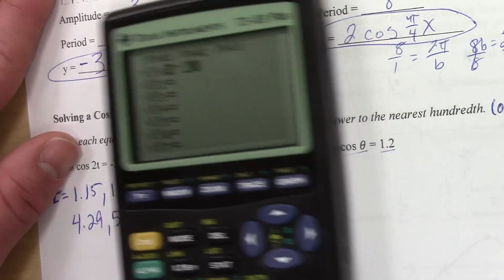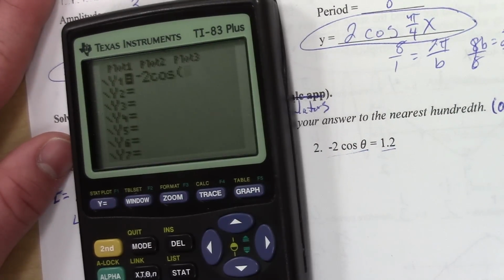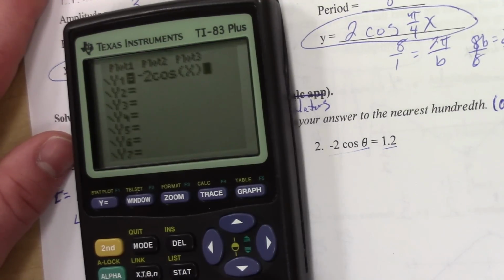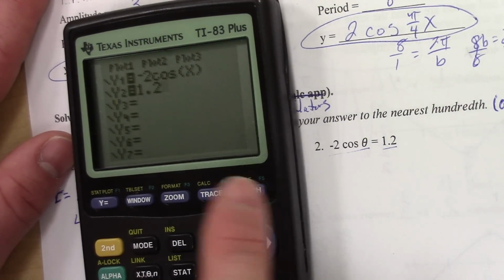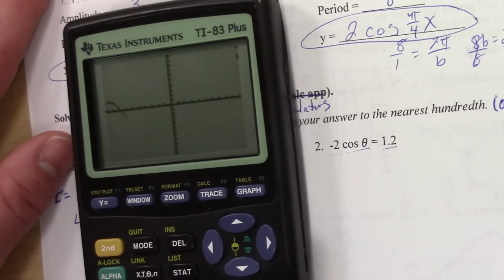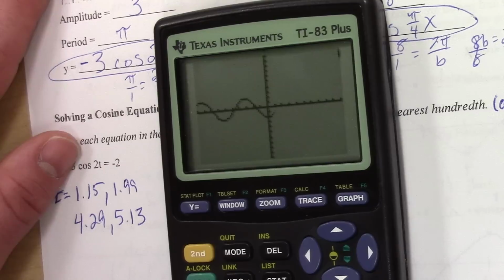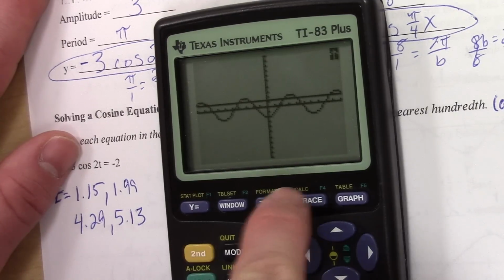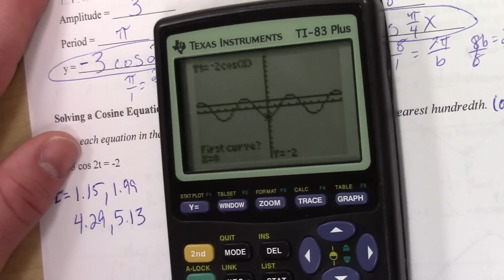Okay. Negative 2 cosine of x, again, because theta is x is the same thing, and my parentheses, go down, and I'm going to type in 1.2. Now I got my two equations. I'm going to press graph. It's going to graph them for me. It's going to obviously do one equation at a time. It's doing the curve. Then it's doing the straight line, and again, second trace, 5 for intersection.